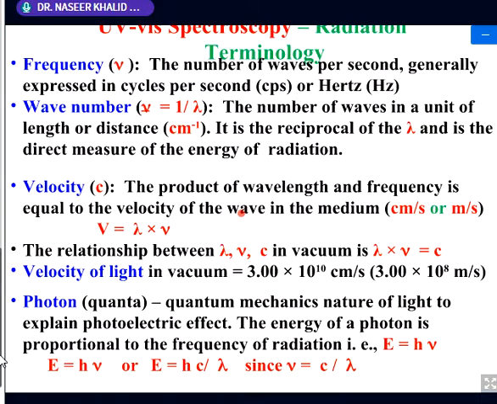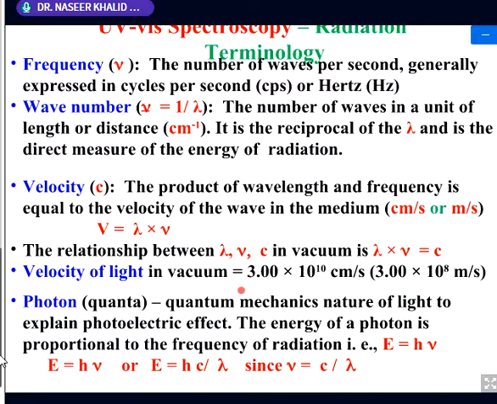Now, there is another one, the velocity. It is the product of wavelength and frequency, and it is equal to the velocity of the wave in a medium. It is always measured in centimeters per second, and is equal to lambda into frequency. When it is light, it is c, a constant. This is the relationship between the frequency and the wavelength for the velocity of light in vacuum: c equals lambda into frequency, a constant. It means if one is greater, the other will be lesser, and so forth.